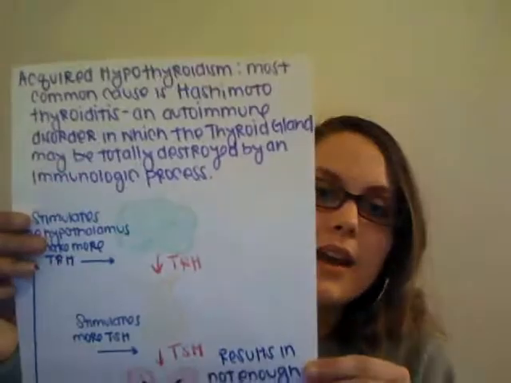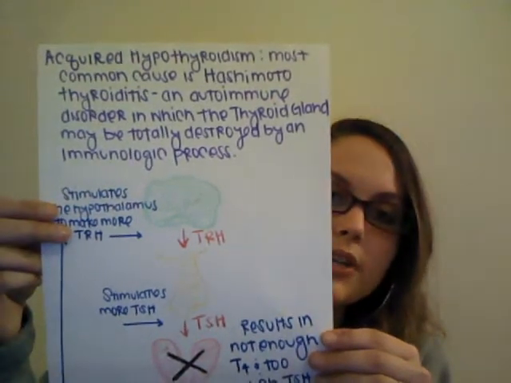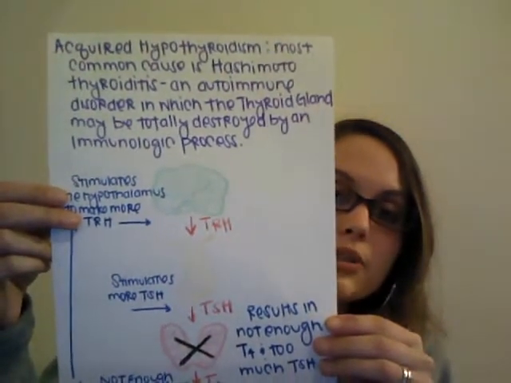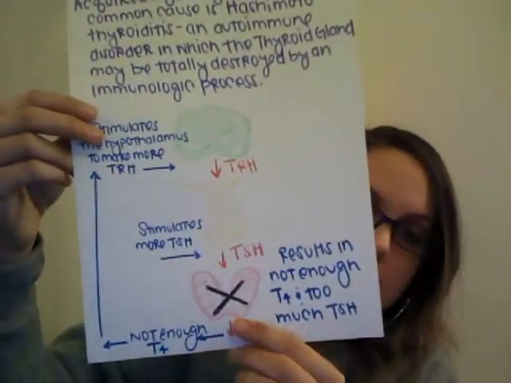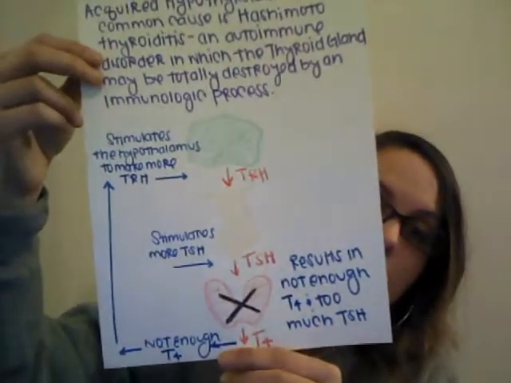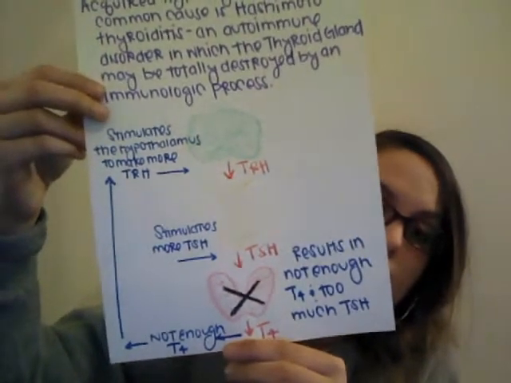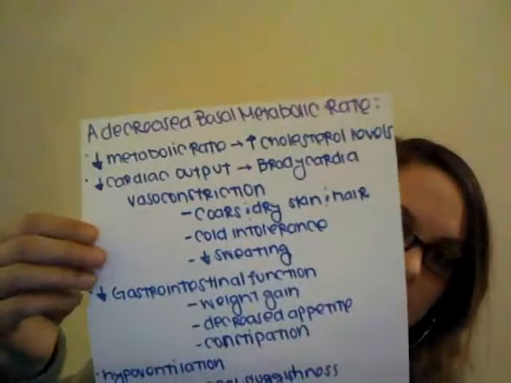The next kind is acquired hypothyroidism, and the most common cause of this is Hashimoto's thyroiditis, and this is an autoimmune disorder in which the thyroid gland may be totally destroyed by an autoimmunologic process. So, your thyroid is destroyed by your immune system and it doesn't produce enough T4, which then stimulates the hypothalamus to make more TRH and the pituitary to make more TSH, and results in not enough T4 and too much TSH. This then decreases your basal metabolic rate, and when that happens, here are the side effects.